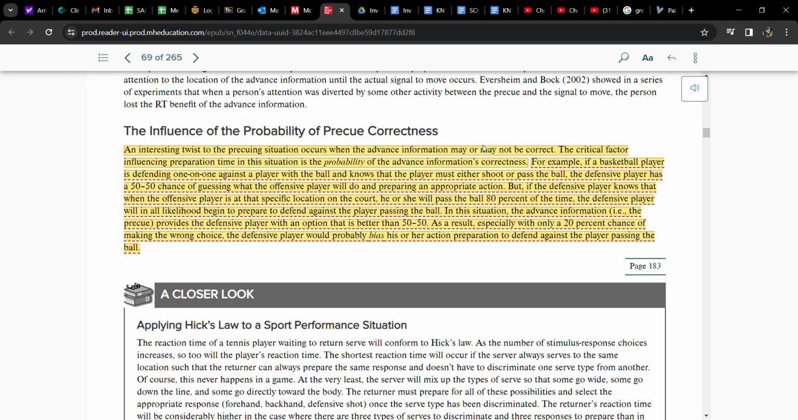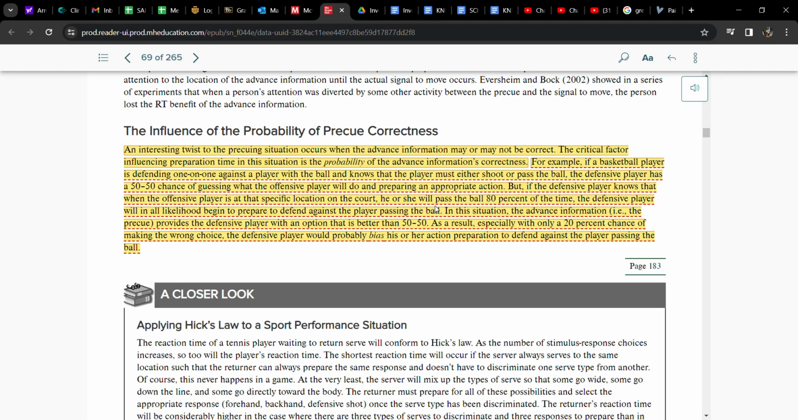Next, we're going to talk about the influence of the probability of pre-cue correctness. This is a great basketball example, and those of you who play basketball will have a pretty good understanding of how this works. If you are a basketball player defending one-on-one against another player, and that player has to shoot or pass the ball, the defensive player has a 50-50 chance of guessing what the offensive player will do and preparing an appropriate action.